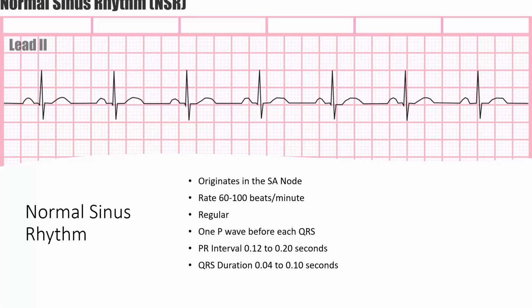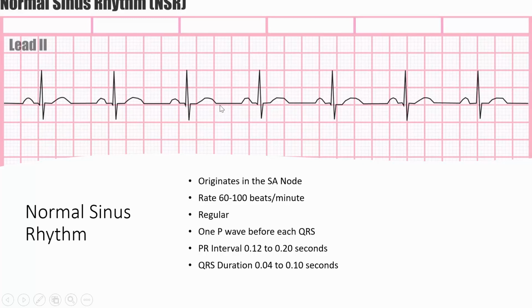Your rate is going to be 60 to 100 beats per minute. Your rhythm is going to be regular. You will have 1 P before every QRS complex. Your PR interval will be within defined limits. Your QRSs will be within defined limits. So this is your 5-step method for normal sinus rhythm.